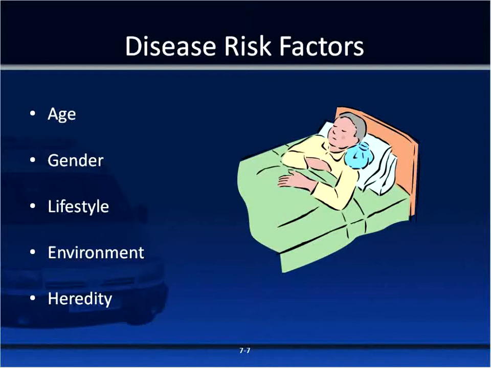Lifestyle. An individual's personal habits and lifestyle can increase his or her risk of disease. Constant stress, smoking, excessive alcohol intake, lack of exercise, and poor nutrition are examples of behaviors that can be modified to improve health and decrease the risk of disease.